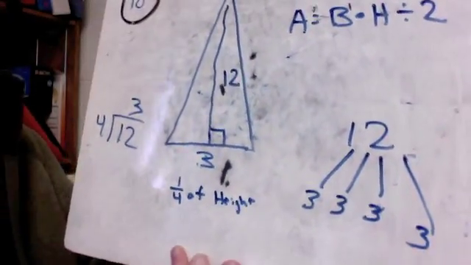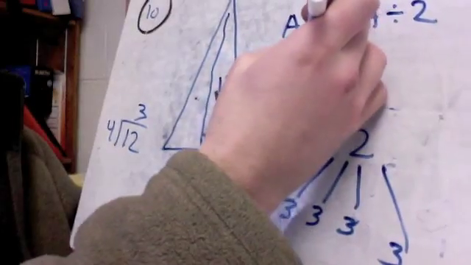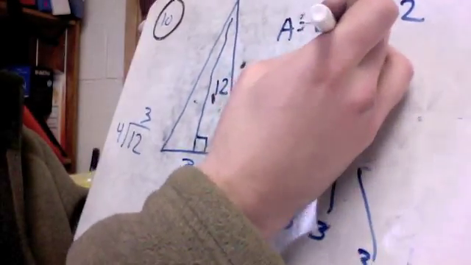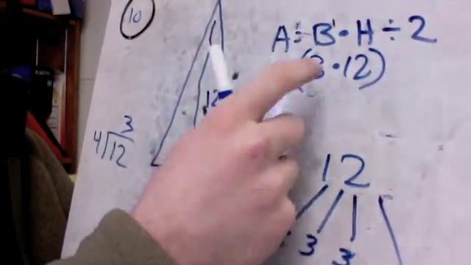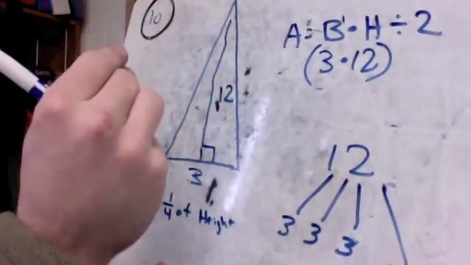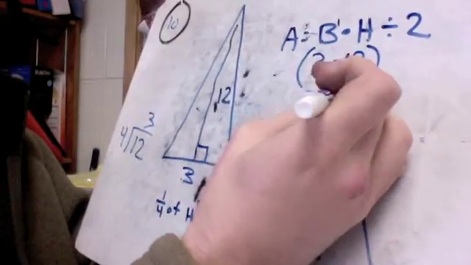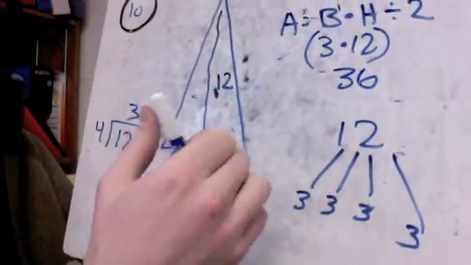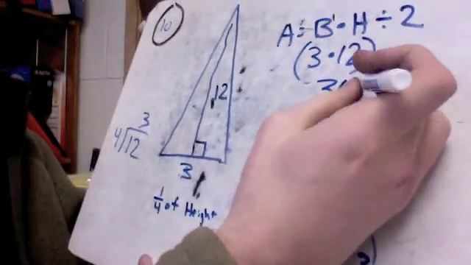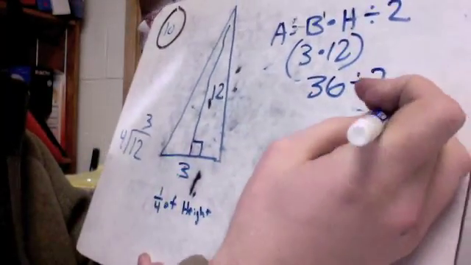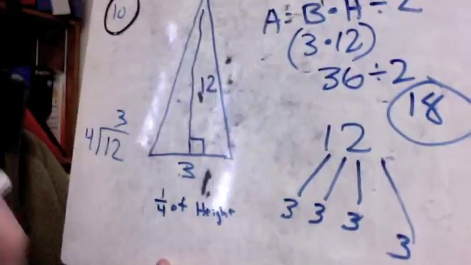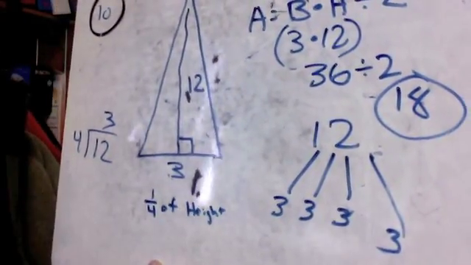We need base times height first, and then divide by 2. Our base is 3, height is 12. 3 times 12, 3 times 10 is 30. 3 times 2 is 6. 30 and 6 would be 36. Now, since we're dealing with triangles, we've got to cut it in half. We've got to divide by 2. 36 divided by 2 is 18. So we get an area of 18.